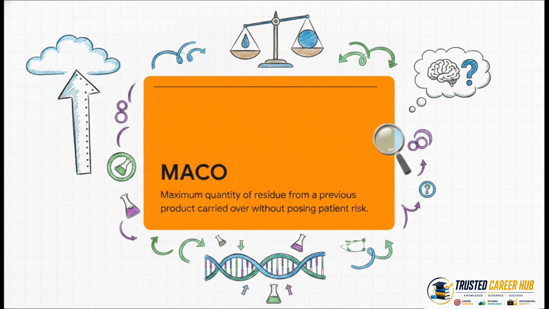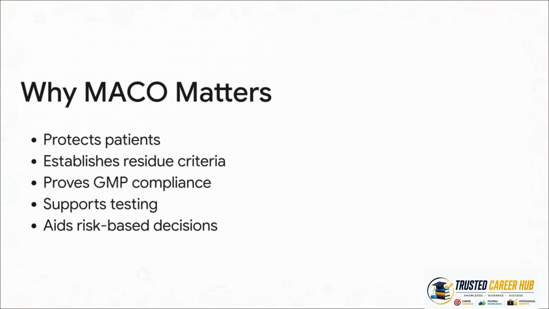But, and this is a huge but, I really want you to remember this. A MACO value is only as reliable as the toxicological data you use to justify it. You can't just guess or ballpark this number. It has to be grounded in current, highly accurate, scientifically sound tox assessments. Why does this matter so much?